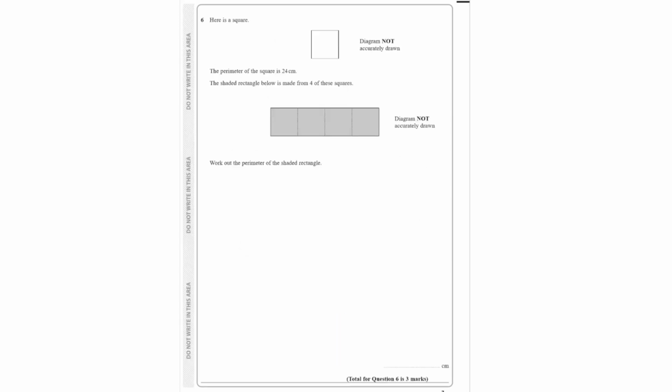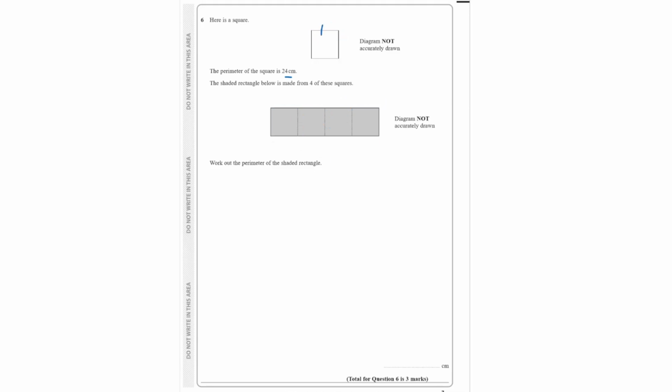Question 6. Here is a square. The perimeter of the square is 24 centimeters. The shaded rectangle below is made from 4 of these squares, so that means they are all equal. Work out the perimeter of the shaded rectangle. So perimeter is everything on the outside. Notice how if I find the perimeter of the rectangle, I'm not counting the sides inside.